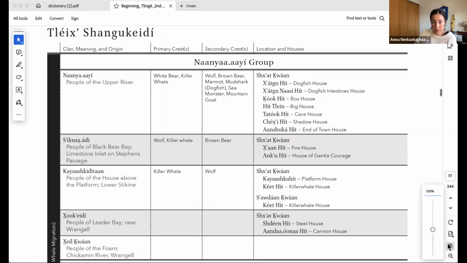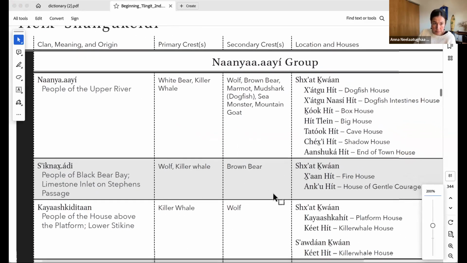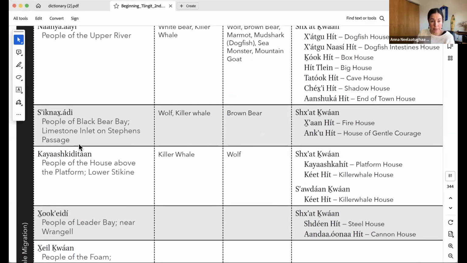I'm going to zoom in so it's a little easier to read. We have Ţʻiqnaq, people of Black Bear Bay, Limestone Inlet on Stevens Passage. You can see their crests, their secondary crests, and the houses within Ţʻiqnaq, which would be Hit Firehouse and Hit House of Gentle Courage. In the self-introductions that I've taught you so far, you're not including that much information. But if you learn your house and you want to share it, I can teach you how to add those on.